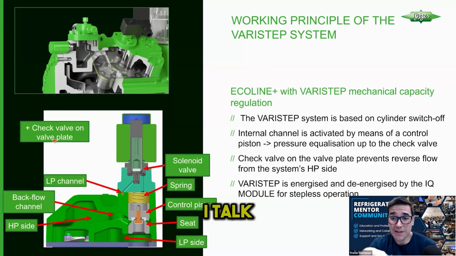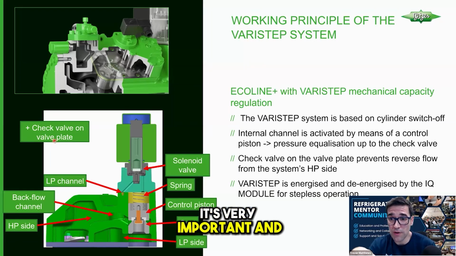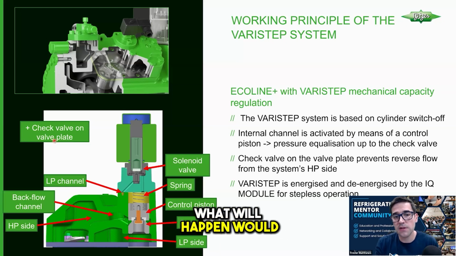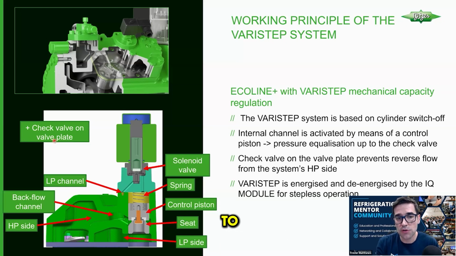When I do a lot of training, I talk about compression ratio being very important. And we know if you get too low of a compression ratio, that causes an issue with the compressors. So if you have a really low compression ratio, what will happen? Would that same thing happen using a VARISTEP versus a fixed compressor?